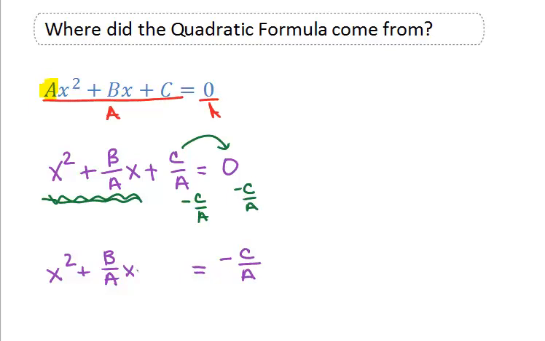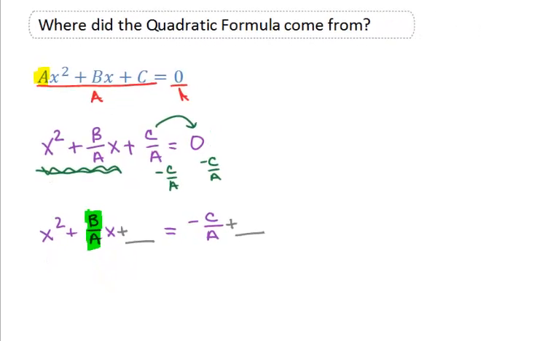Now I need to put in my blanks. And to fill in those blanks, it goes 1/2 times my b term squared. My b term at this point is b over a. So I'm going to fill in my blanks with 1/2 times b over a squared.